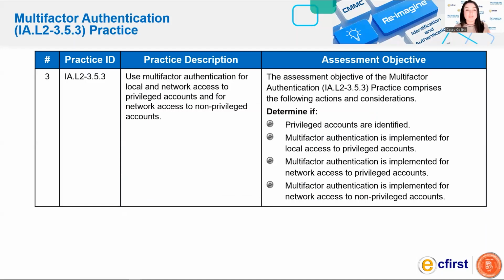Our level 2 practices start off with multi-factor authentication. So we want to use multi-factor authentication, sometimes seen as MFA, for local and network access to privileged accounts and for network access to non-privileged accounts. So for the assessor, you'd want to determine if privileged accounts have been identified. Multi-factor authentication is implemented for local access to privileged accounts. It's implemented for network access to privileged accounts and implemented for network access to non-privileged accounts. So anybody accessing the network should go through multi-factor authentication before being granted access.